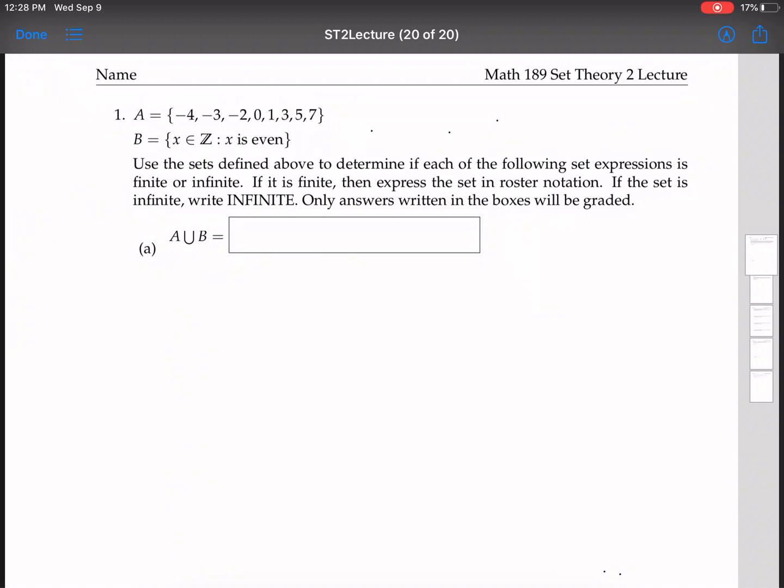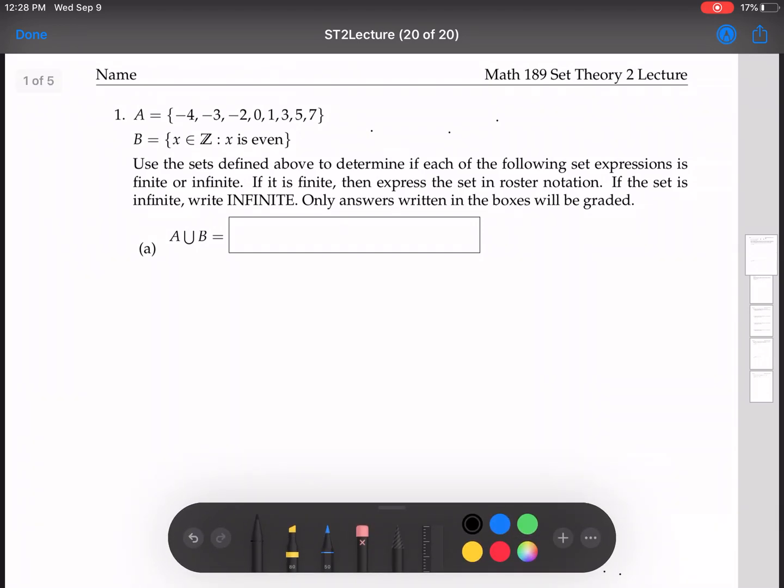All right, what we've got to do here is determine if this set A union B is infinite or finite. If it's finite, then we need to express the set in roster notation. If it's infinite, then we write infinite in all caps.